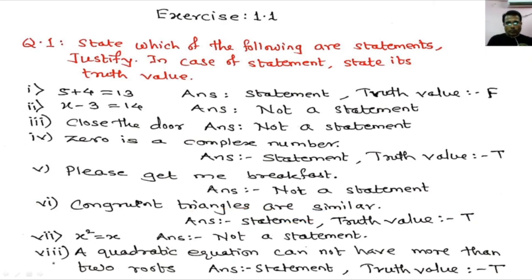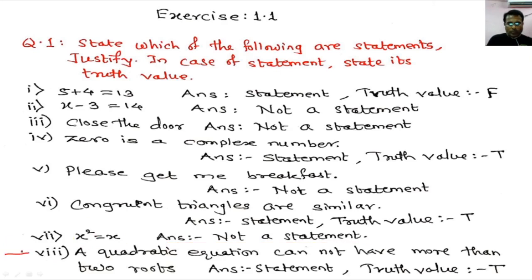Next, question number 7: x square is equal to x. We know that it is not a statement because we can't decide the value of x square equal to x. It is true if x equals 1, it is false if x equals 2. It is clear that it is not possible to decide a fixed value for the statement, therefore it is an open sentence, not a statement.